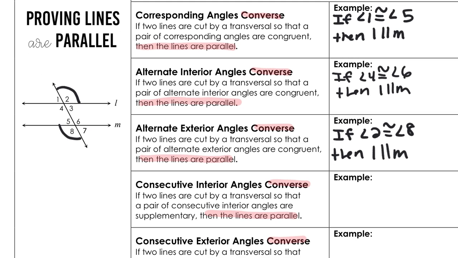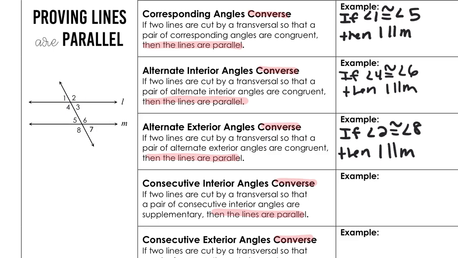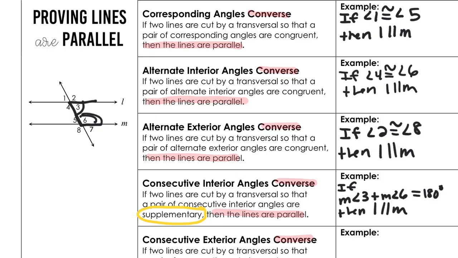And then we have the consecutive interior angles converse. Remember C to C? These angles. These are definitely not congruent, right? One's acute, the other one's obtuse. So that converse says if two lines are cut by a transversal so that the pair of consecutive interior angles are supplementary, right? They have to add to 180. So we would write down if the measure of angle 3 plus the measure of angle 6 equals 180, then L is parallel to M. Okay?